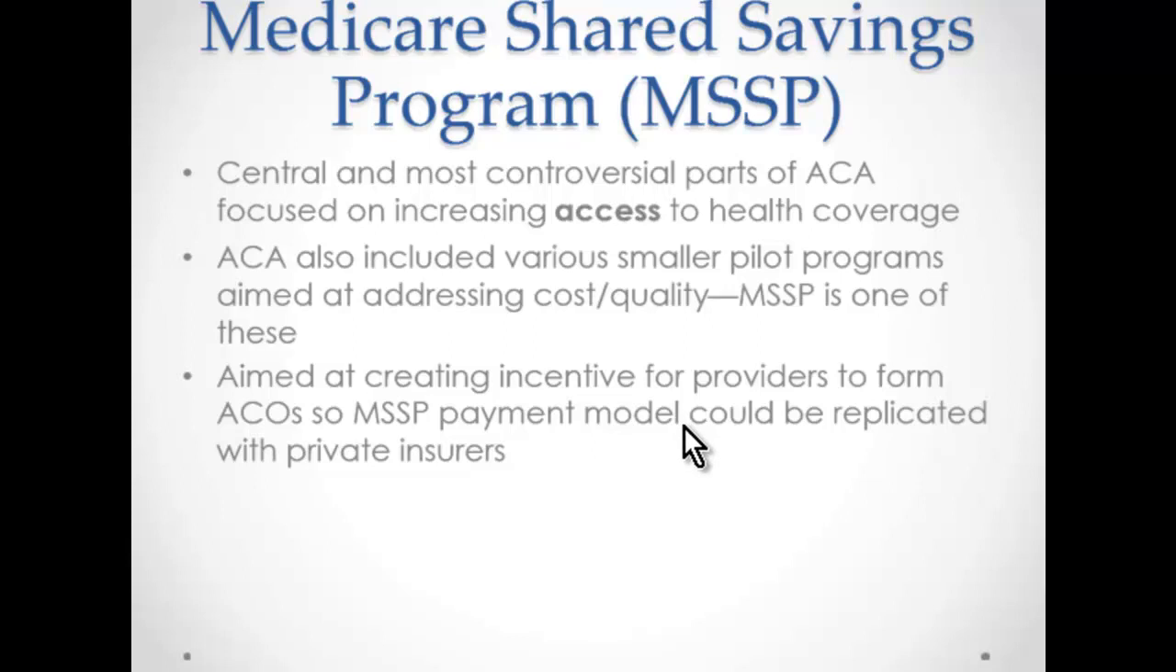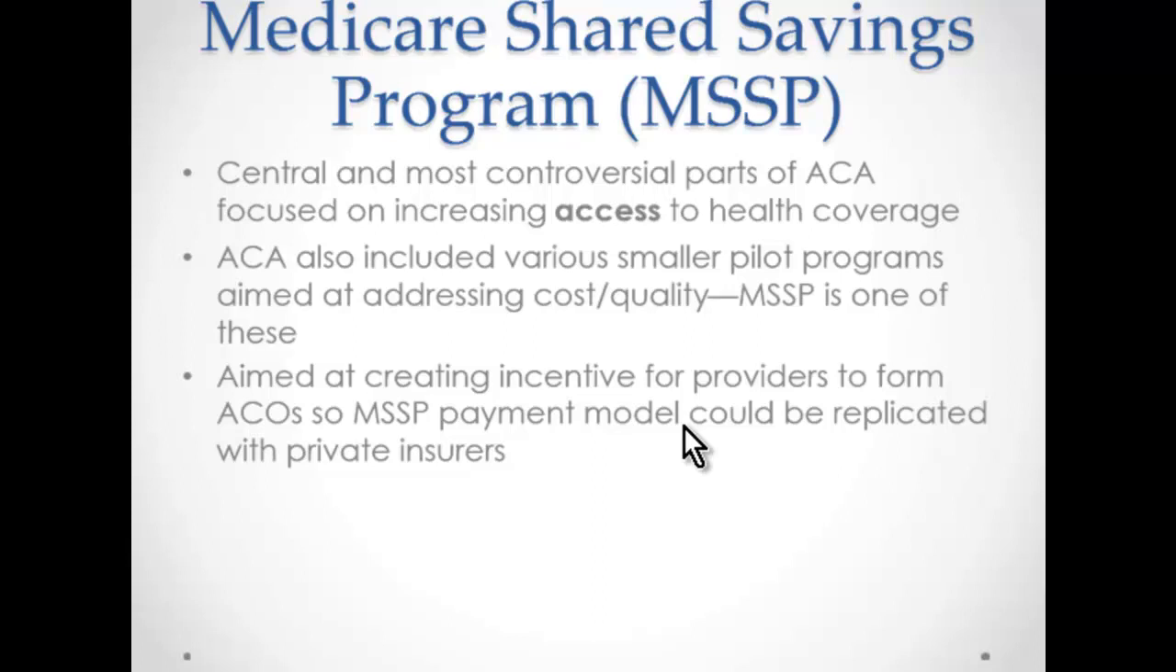The goal of the MSSP was to create incentives for providers to form ACOs so the ACO value-based payment model could be replicated through agreements with private insurers as well. So even though the MSSP relates only to Medicare patients, that is, those typically 65 years and older, the idea is that if providers go to the trouble of creating an ACO to participate in the MSSP, it can then enter into similar shared savings ACO agreements with private insurance companies for other categories of patients.